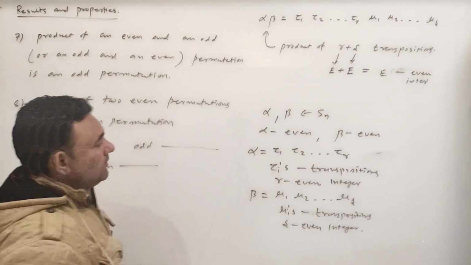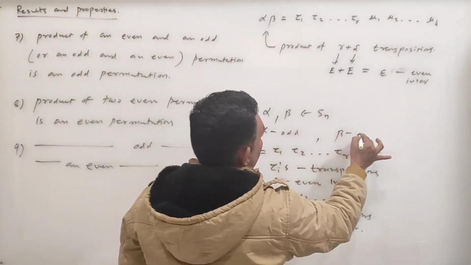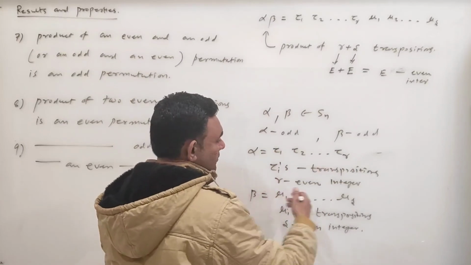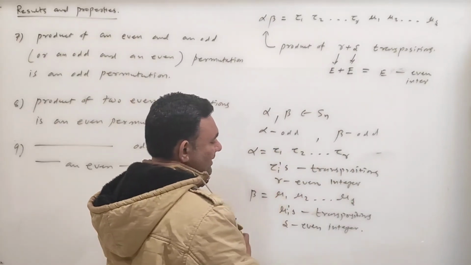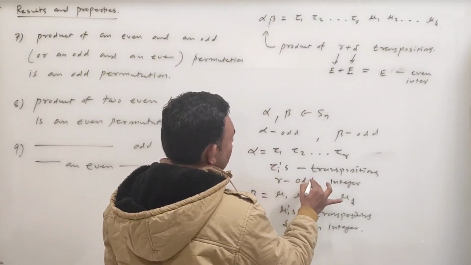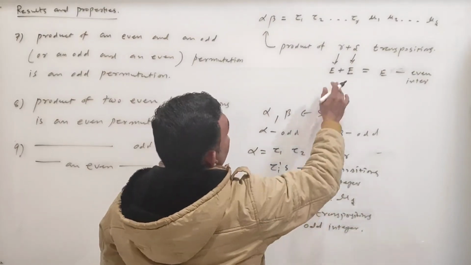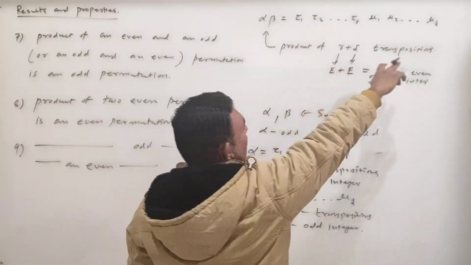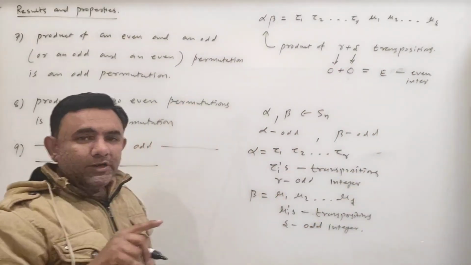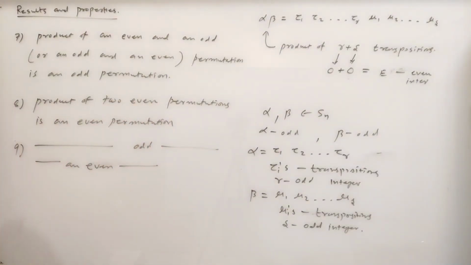Even permutation how? Suppose alpha and beta are both odd. So alpha is a product of tau i's, beta is a product of mu i's. The tau i's and mu i's are transpositions, and r will be odd because alpha is odd, and s will also be odd. And here alpha into beta is a product of r plus s transpositions, and both are odd. So odd integer plus odd integer is an even integer, so it is an even permutation.